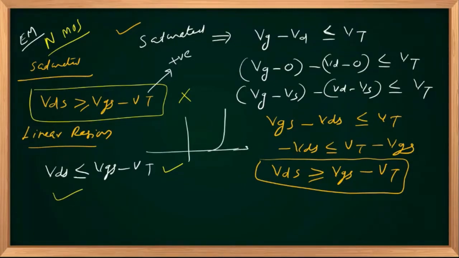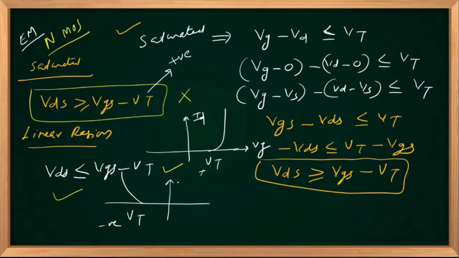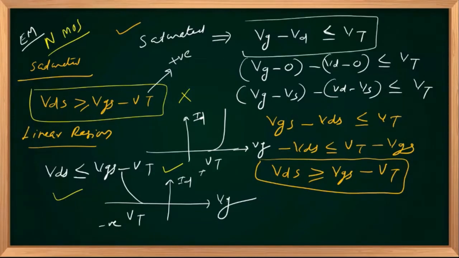Like this. VG versus ID curve. And this was VT. Right? So VT was positive. In your P-channel MOSFET, VT is negative, right? ID versus VT, right? And please see this equation for saturation.